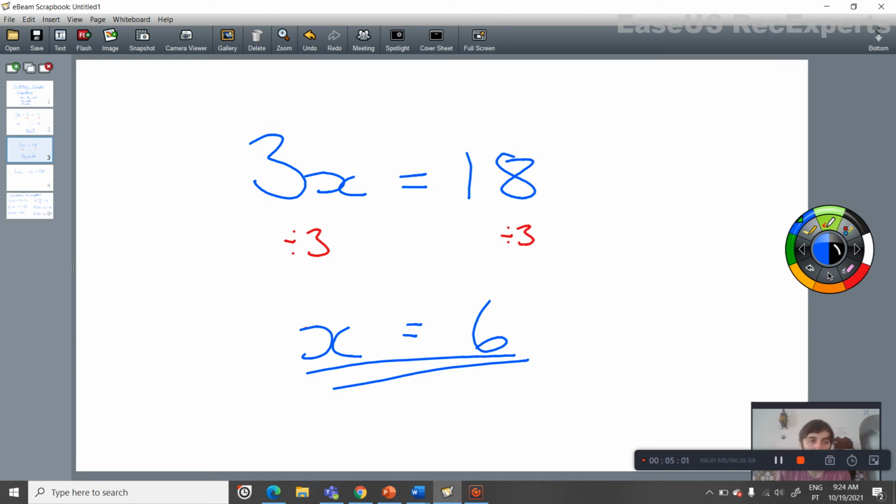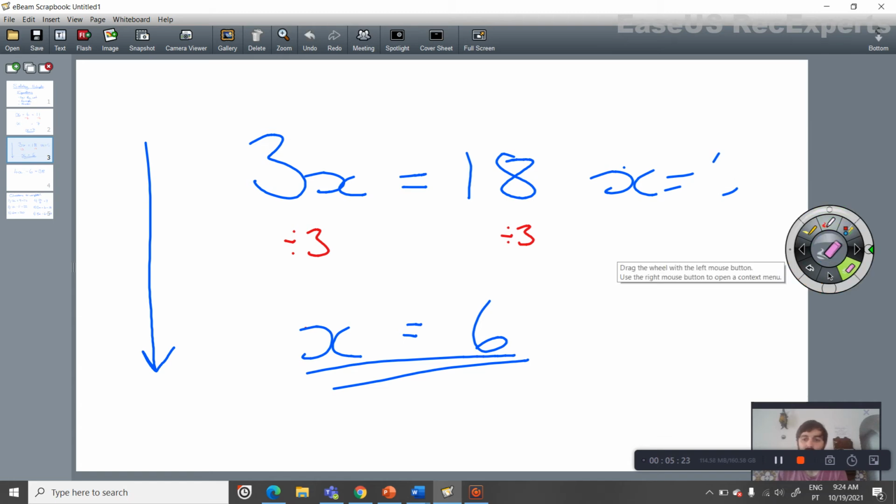Another important thing that I forgot to mention is that in maths, we always work down the page. I'm going to mention this in class, so hopefully that's okay, but we always work down. If we go over here and we write x equals 6 here, it gets a bit confusing because it looks like 3x equals 18x equals 6, which is totally wrong. So we always work down the page.